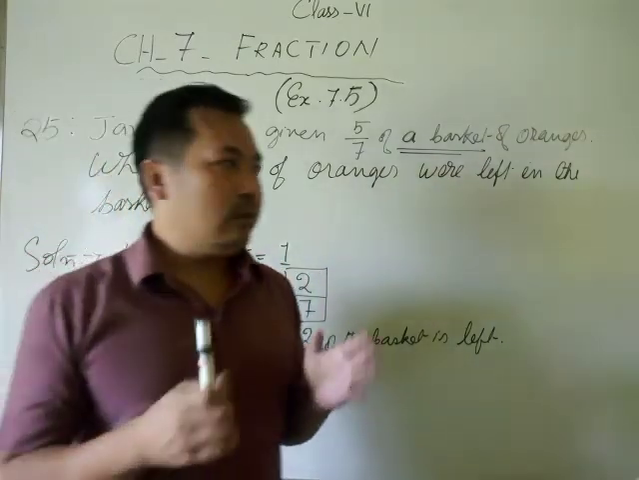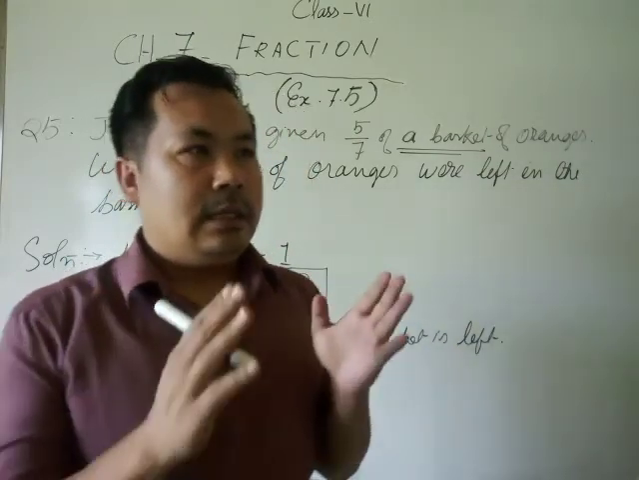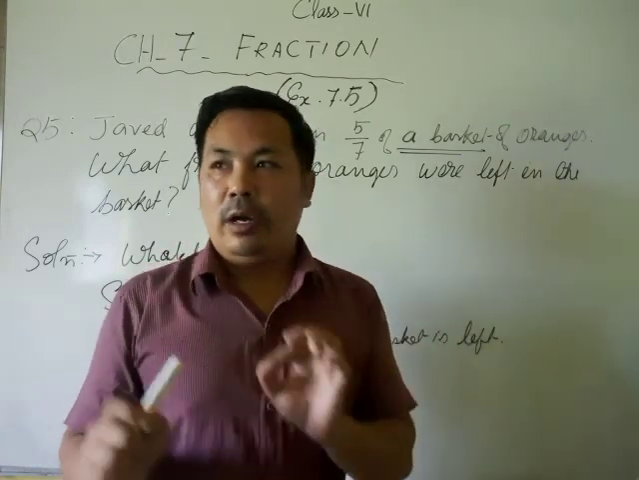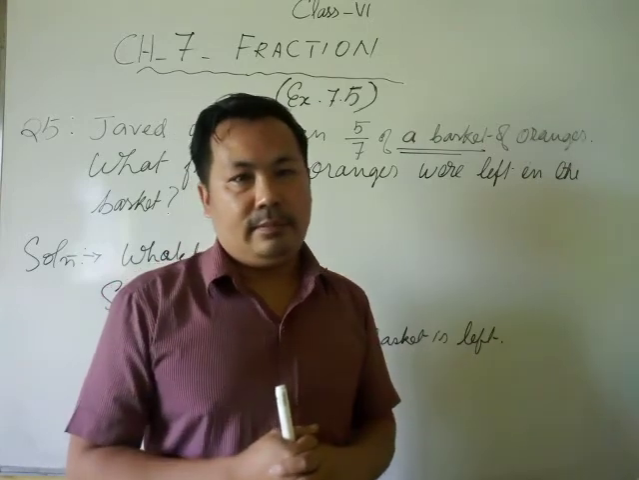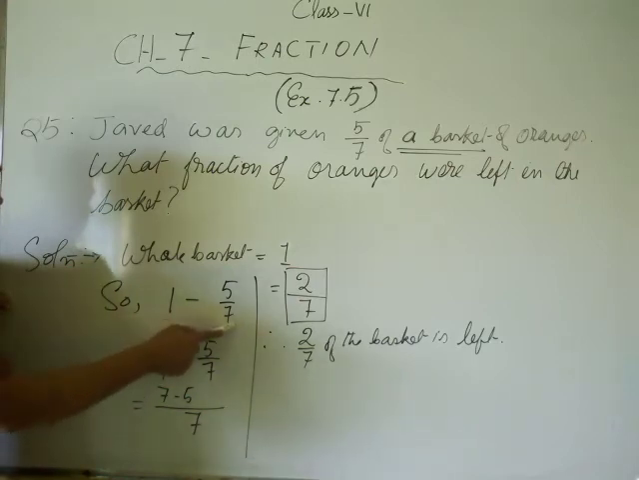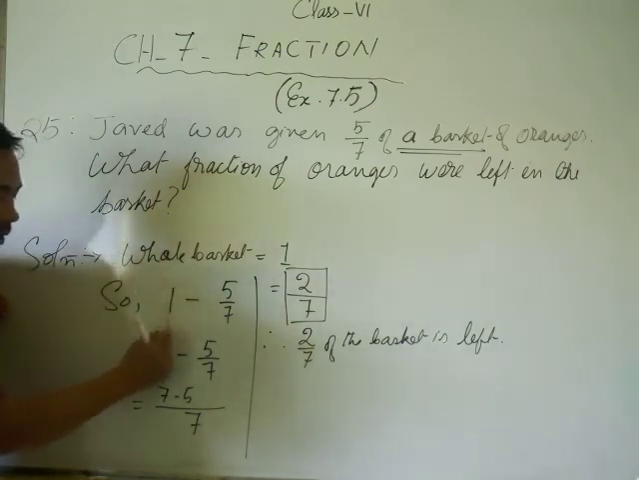Now, in the addition and subtraction of fractions, if the fractions have the same denominators, then you add or subtract the numerators. That's all. Clear? And in this case, you see 1 minus 5 by 7. In such a situation, you make the 1 a fraction with numerator 7 and denominator 7. Why? Because the denominator of the other fraction is 7. That's why we are getting 1 as 7 by 7.